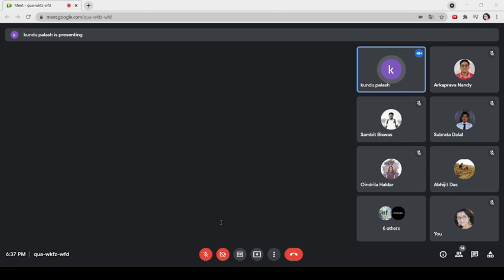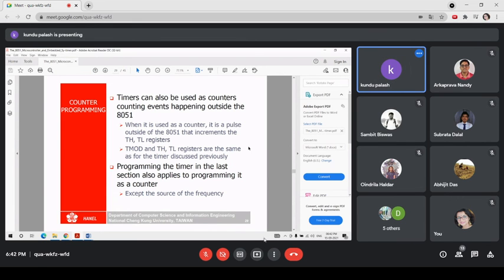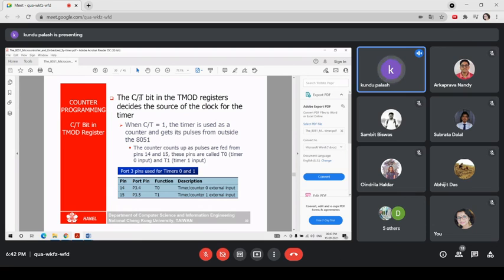So programming the timer as a counter, what does it mean? That means when the C/T bit is set to 1 in the TMOD register, then what will happen? It decides the source of the clock for the timer. That is, when C/T is equal to 1, the timer is used as a counter and gets its pulse from the outside of the 8051.